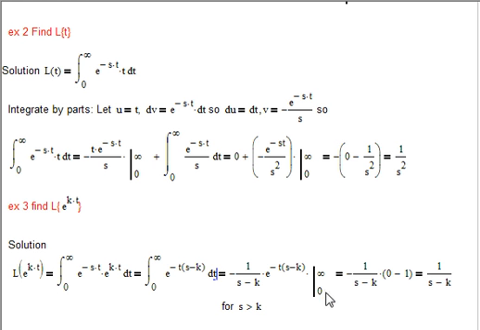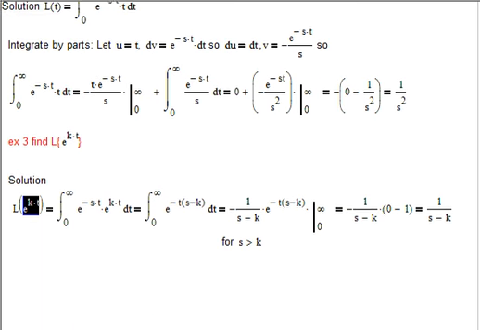So put in infinity, that's e to the negative infinity, so that's going to be 0. Put in the 0, that's e to the 0, which is 1. So it's negative of 1 over s minus k times 0 minus 1, so it's just 1 over s minus k. So the Laplace transform of e to the kt is 1 over s minus k.